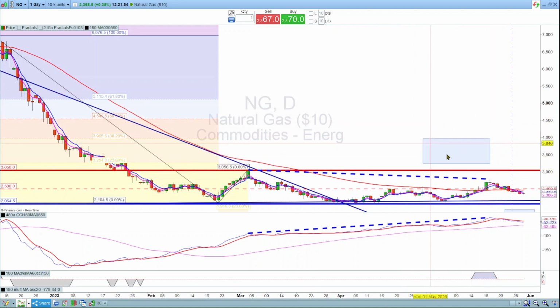Of course, it could go higher, but I always use the initial Fibonacci range as a target area for potential. I don't get too ambitious to go any higher, but of course it could go higher.